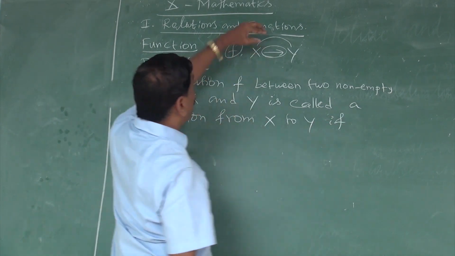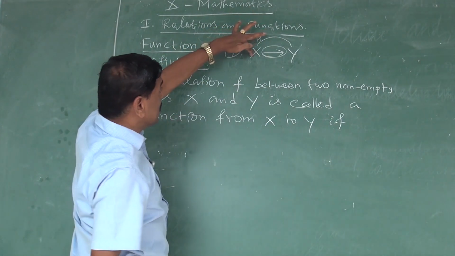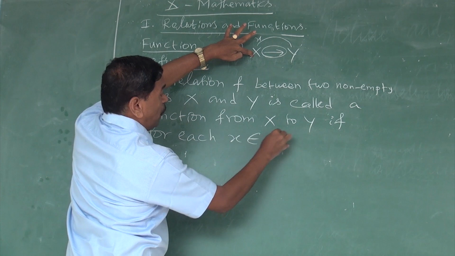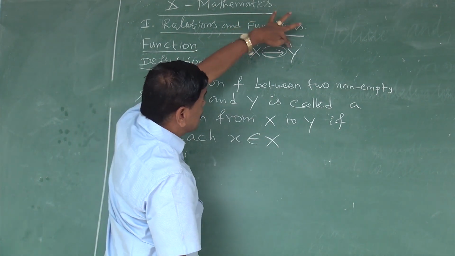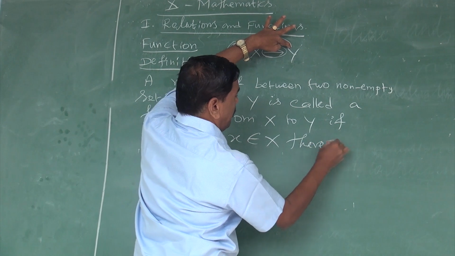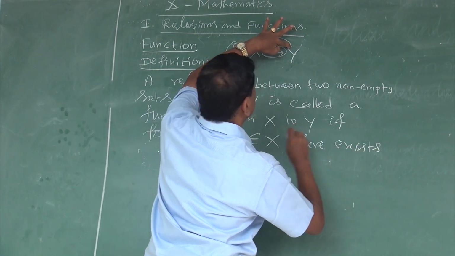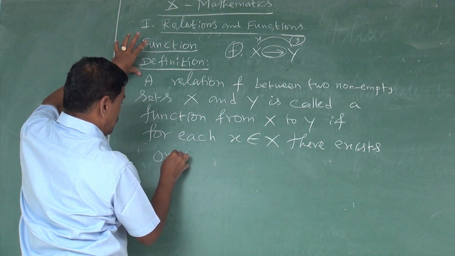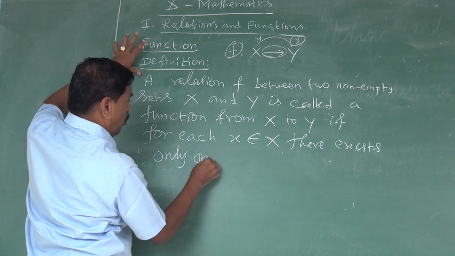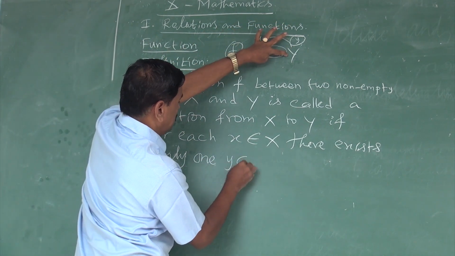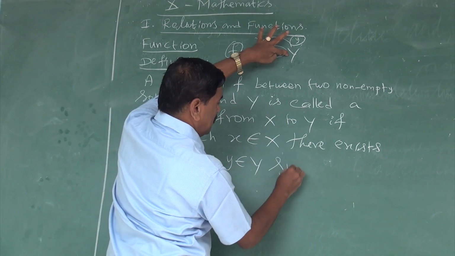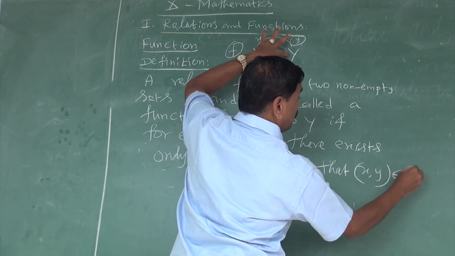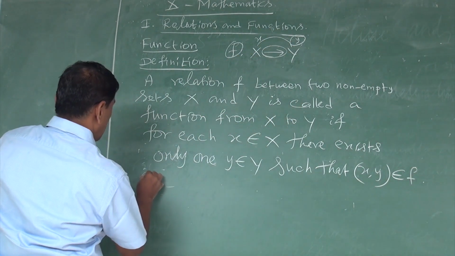if for each x belongs to X, there exists only one y belongs to Y such that (x, y) belongs to f. That is what is meant.